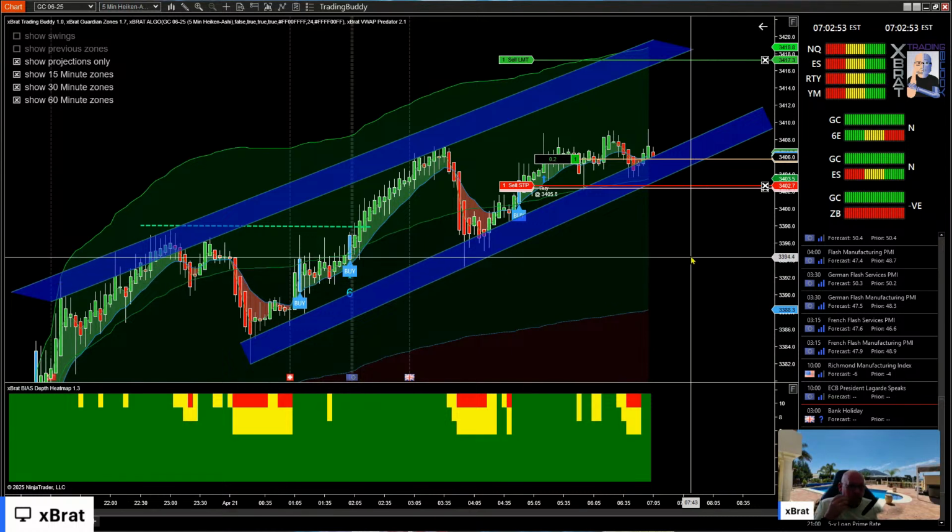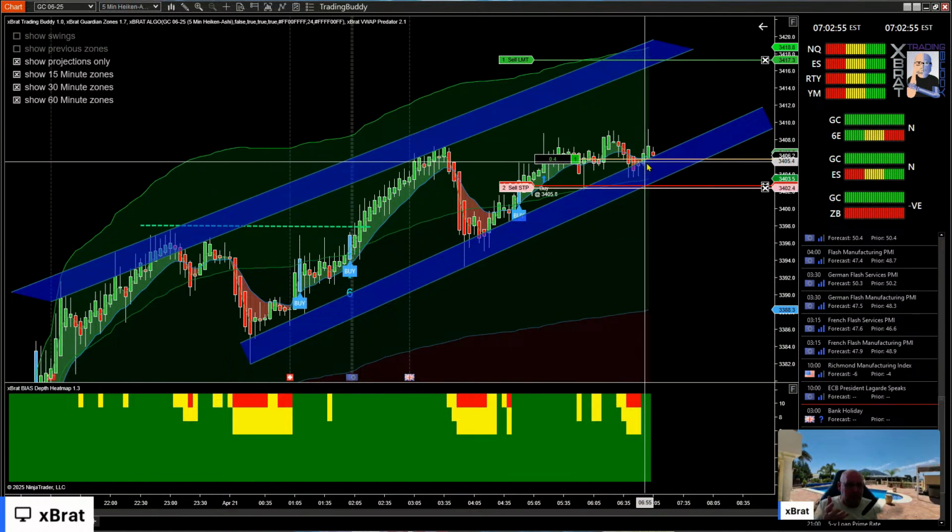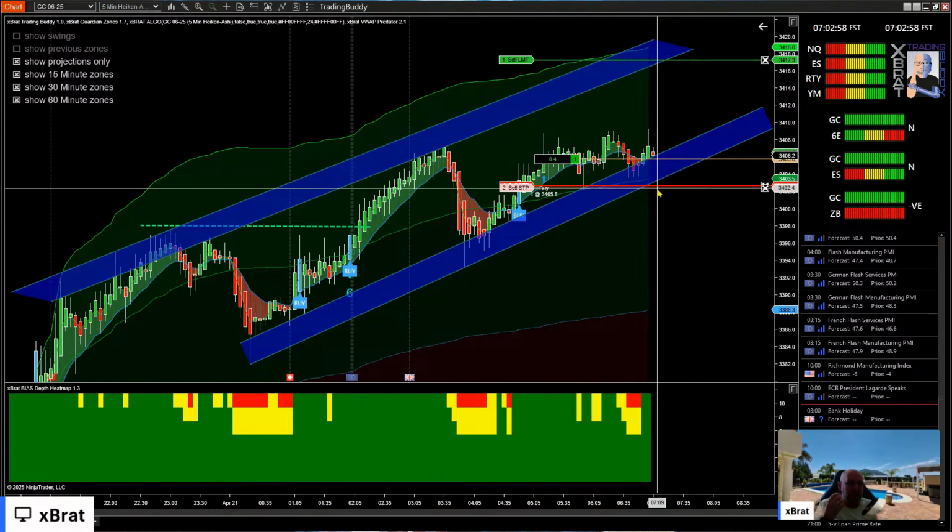So what we're looking at right now is this support holding, this non-linear support. But if it does break, this trend is over.